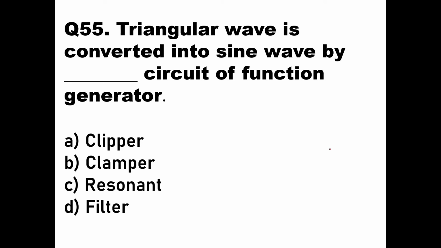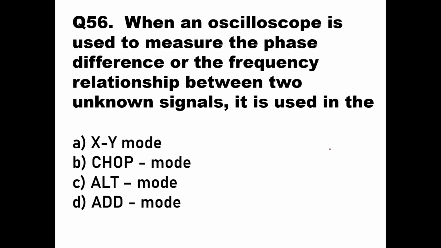A triangular wave is converted into a sine wave by dash circuit of a function generator. So in a function generator, you have a circuit which clips the amplitude of the triangular wave and helps to convert it into a sine wave. So clipper is the circuit. Clipper is the circuit of the function generator which will convert a triangular wave into a sine wave. So A, clipper, will be the right answer. Then we'll go to the next question.